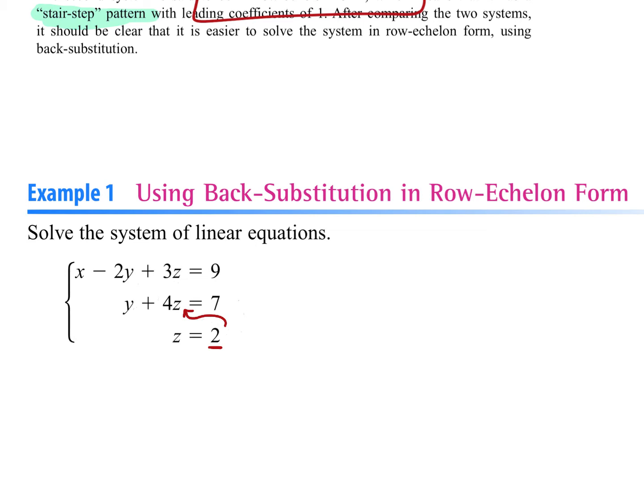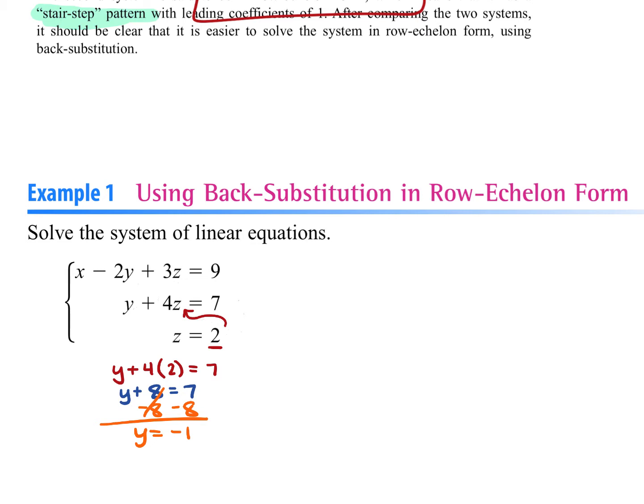So we're going to plug that 2 in for z in y plus 4 times z, which is 2, is equal to 7. The 4 times 2 is 8, so y plus 8 is equal to 7. We're going to subtract 8 from each side, and we get that y is equal to negative 1.